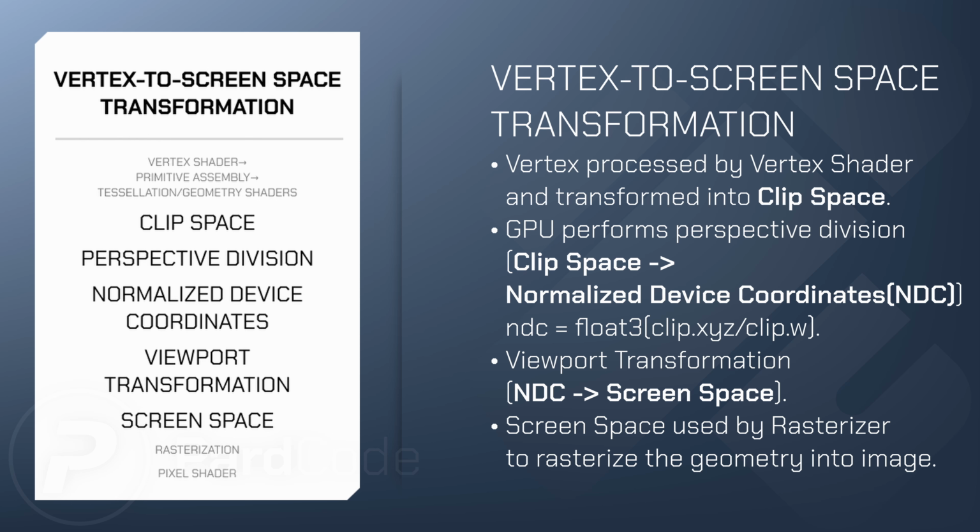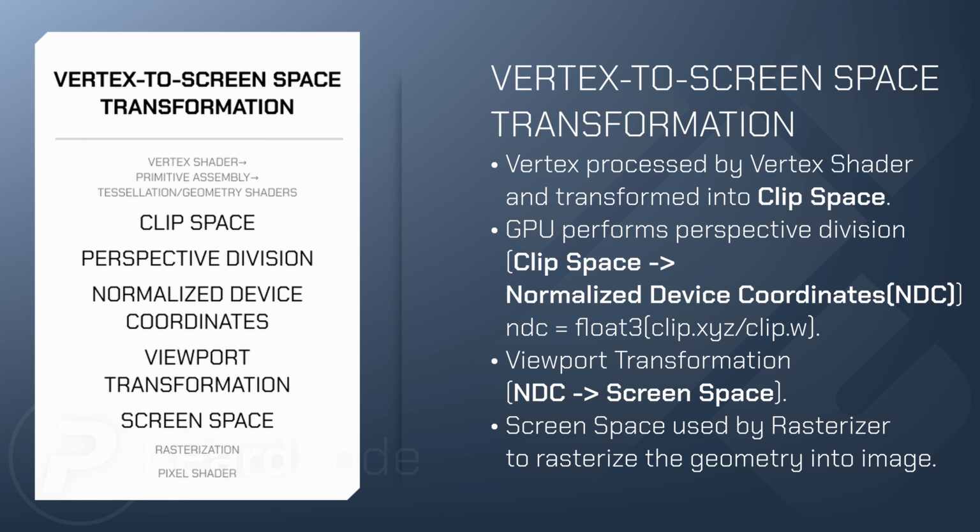Next, the GPU performs something called perspective division, where it divides the x, y, and z values by the w component. This step transforms the vertex into normalized device coordinates, or NDC, where all coordinates are scaled to fall within the range of -1 to 1. After that, the NDC values are passed through the viewport transform, which maps them to screen space. This step converts the normalized values into actual pixel positions on the screen, based on the resolution and viewport settings.